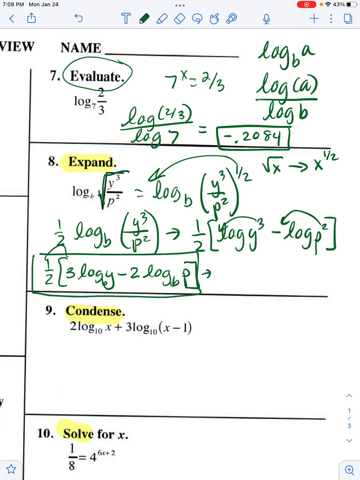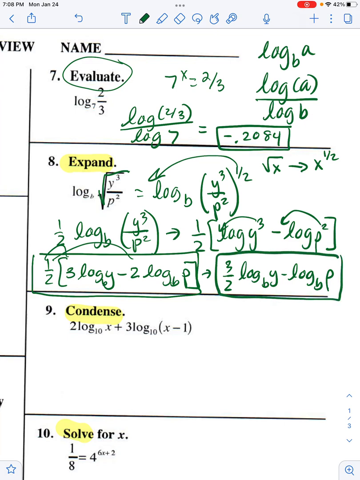This is a legitimate answer. And then you can take it and write it differently. If you distribute this, you might have gotten 3/2 log base b of y minus, and then here a 1/2 times 2 would just cancel. So it would just be minus log base b of p. So again, multiple choice. So you look for whichever one of those you get as an option. Going the opposite direction and doing condensing, you got to get these numbers back up.